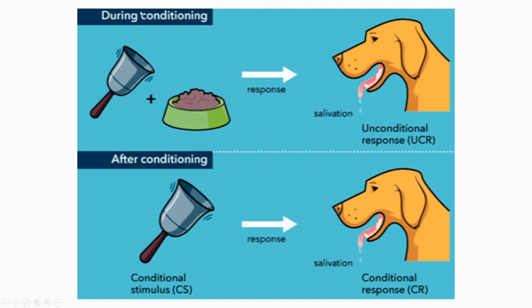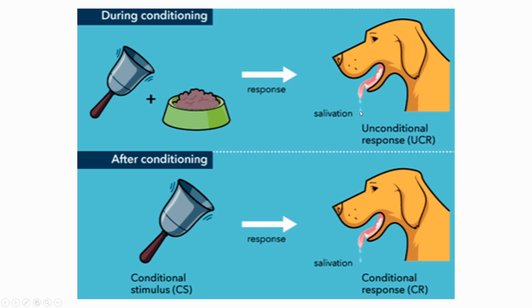During conditioning, or if we look at this as our acquisition phase, while we're acquiring or learning this association, we would ring the bell and give the dog food at the same time. So we're pairing them together, hoping that the dog learns something about the association or the link between the bell and the food. And so during this process, during acquisition or the conditioning process, we would have this pairing and it would lead to an unconditional response.